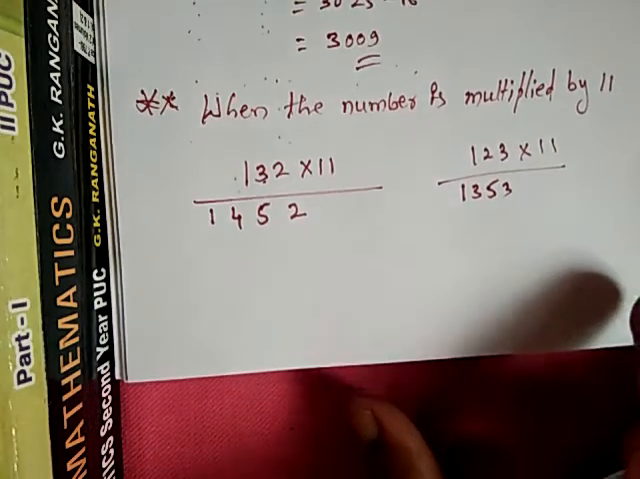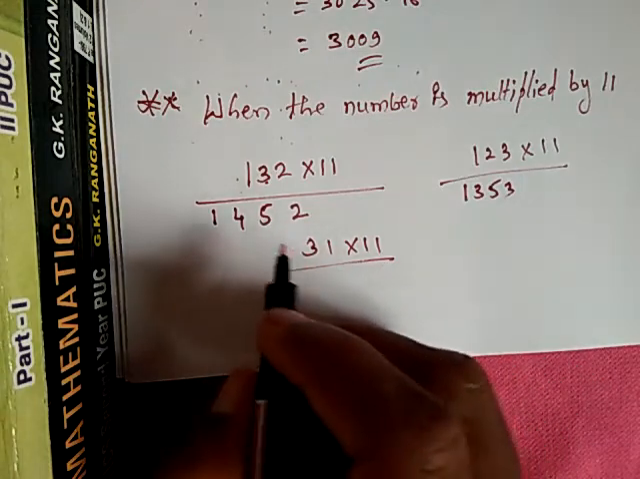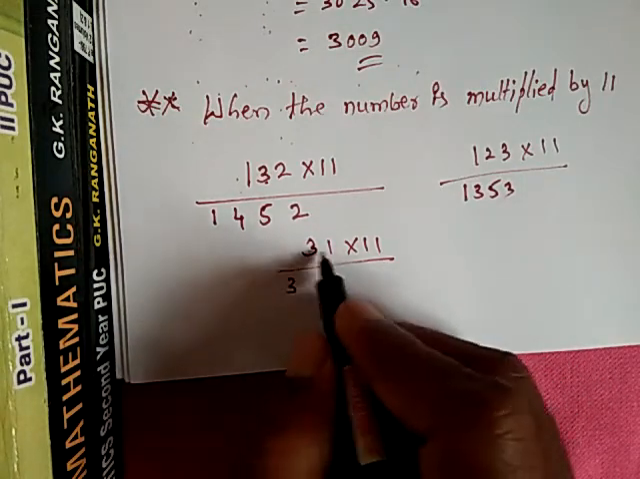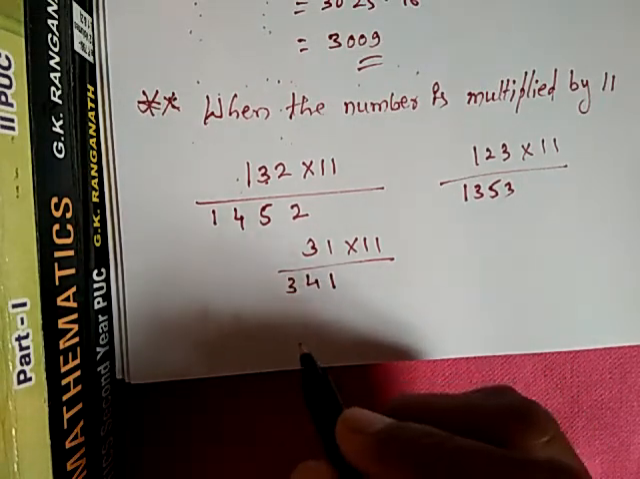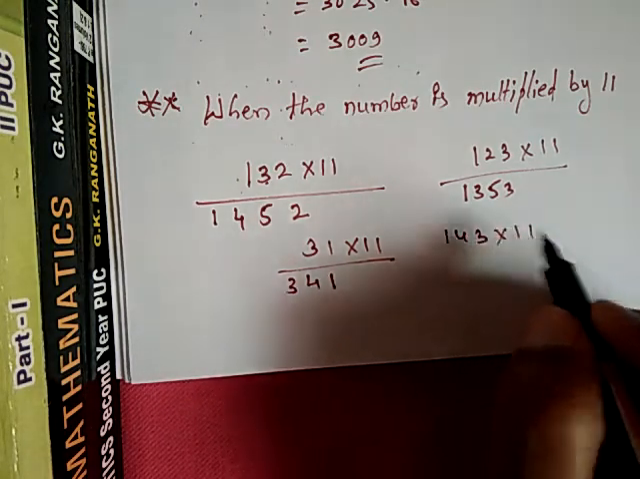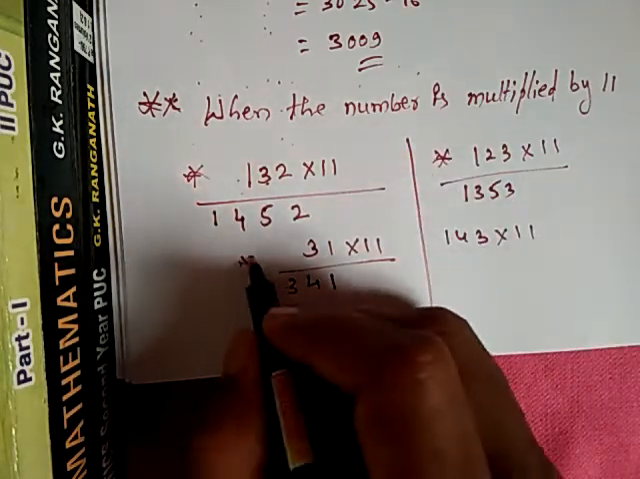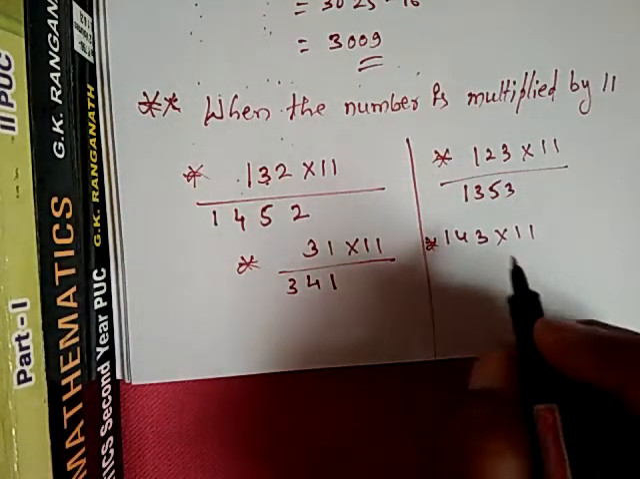Now one more I will take: 31 into 11. Now also here you can take 3 as it is, 3 plus 1 is 4, 1 as it is. So 341 is the answer. You can take 143 into 11. This is a separate example, this is a separate example, this is 143 into 11.